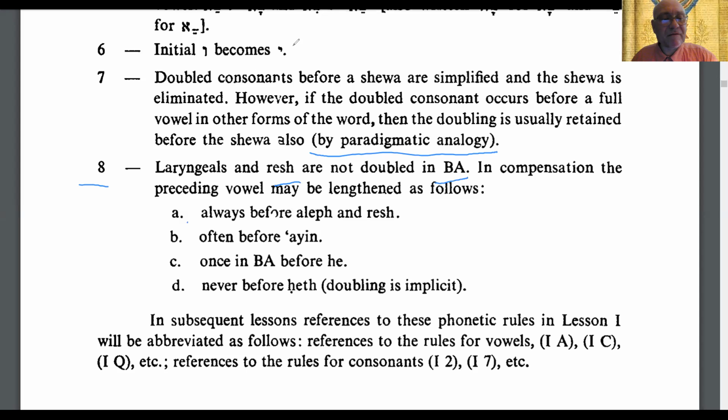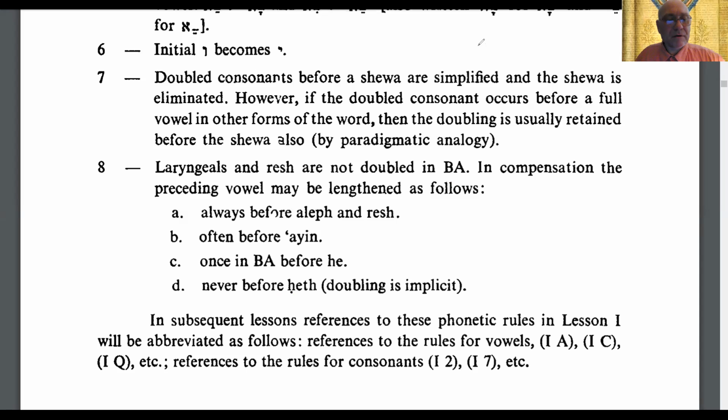Okay, so A, we've got always before aleph and resh. B, always before ayin. C, once in Biblical Aramaic before hey. That's this hey. That's what that's talking about. Ayin is that little letter there. Aleph, that there, and resh, that there. Okay. Never before chet. Doubling is implicit.